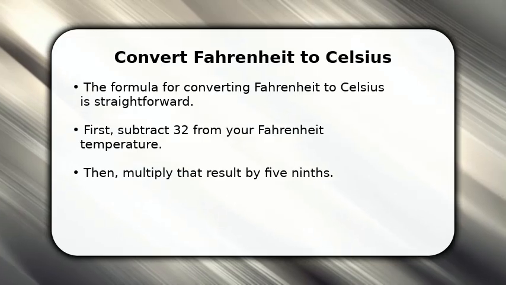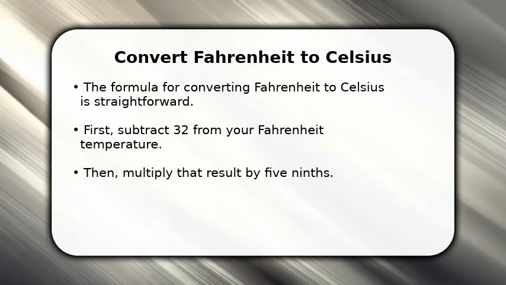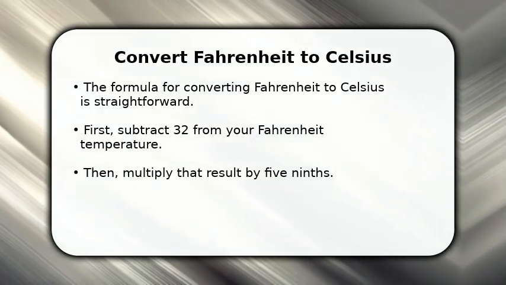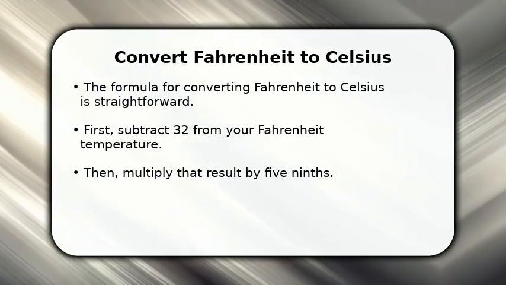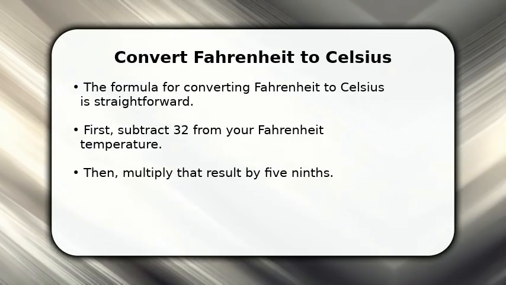Enjoy the video. In this video, I will explain how to learn Celsius from Fahrenheit. To convert Fahrenheit to Celsius, you'll use a simple formula. First, take your Fahrenheit temperature and subtract 32 from it. This initial step adjusts the starting point of the scale.